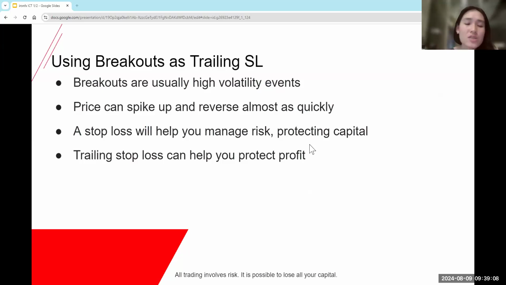Breakouts are usually really high volatility events, and price can spike up and reverse almost as quickly. So stop loss can help you to manage risk, protecting your capital, and a trading stop can help you to protect your profit, as we've seen so far. Any questions so far?